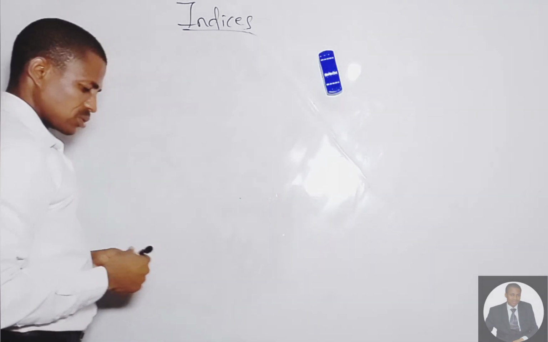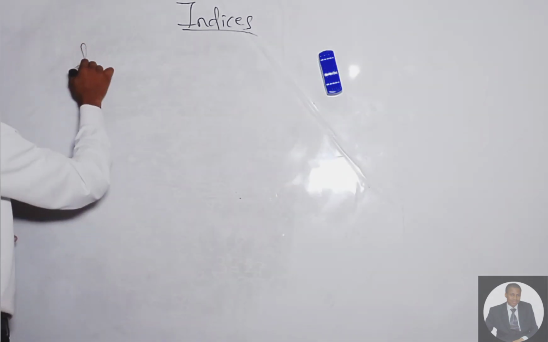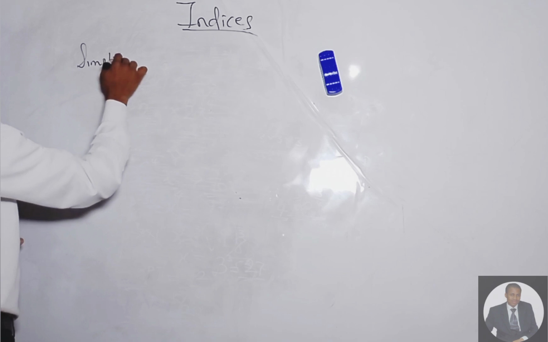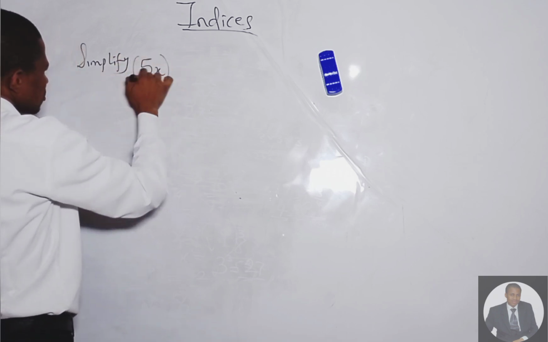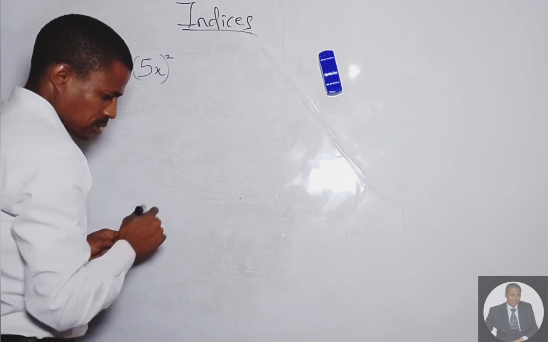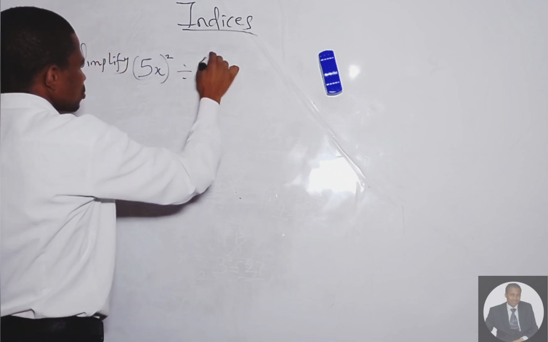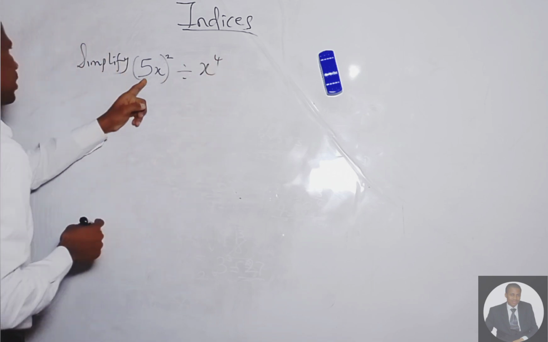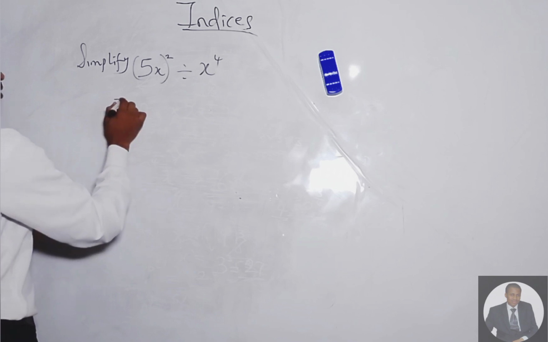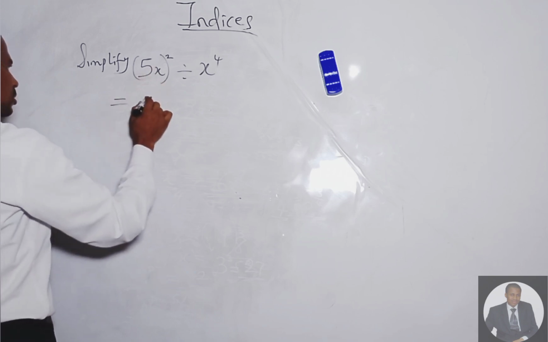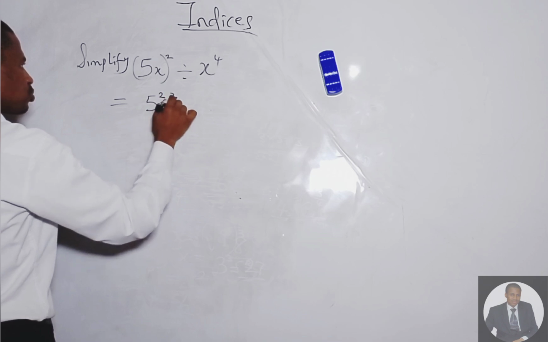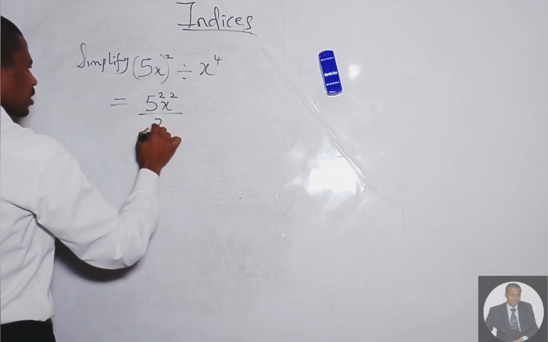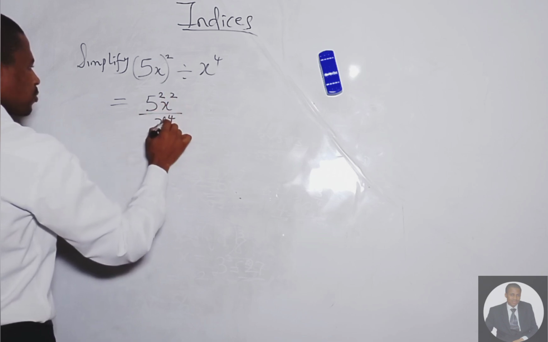And yet another question, simplify. We have to simplify 5x squared divided by x raised to power 4. Another way of writing this is 5 raised to power 2, x raised to power 2 over x raised to power 4.